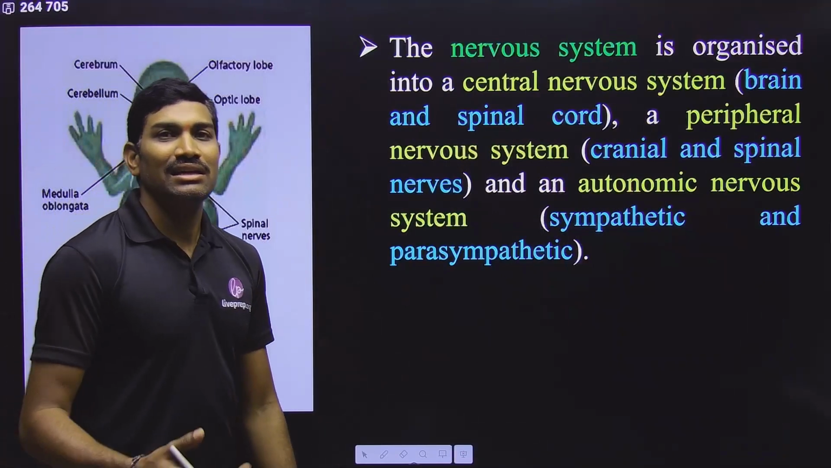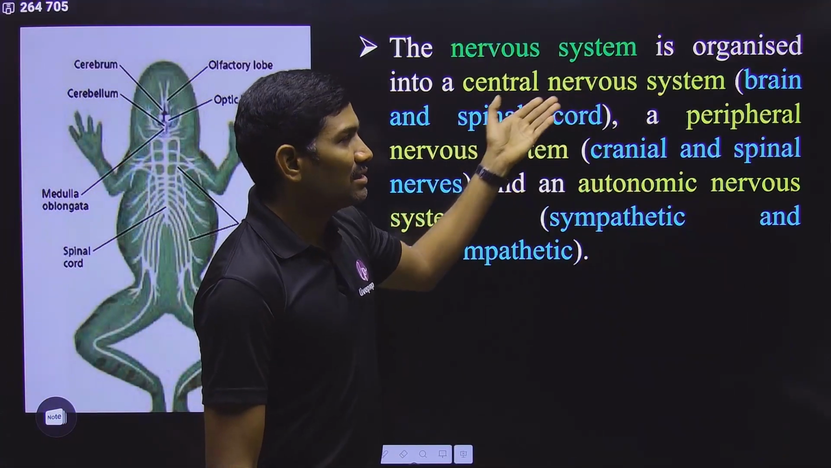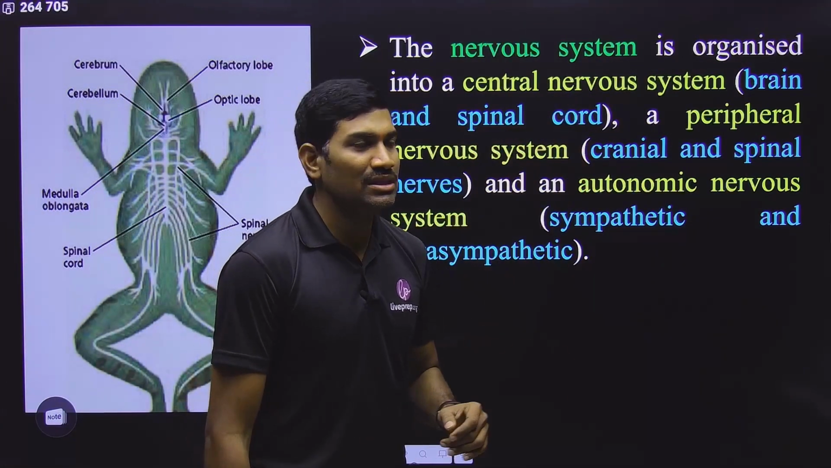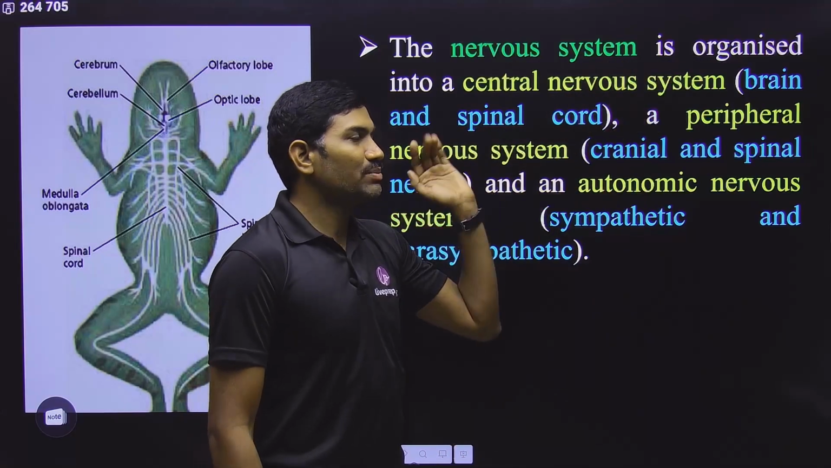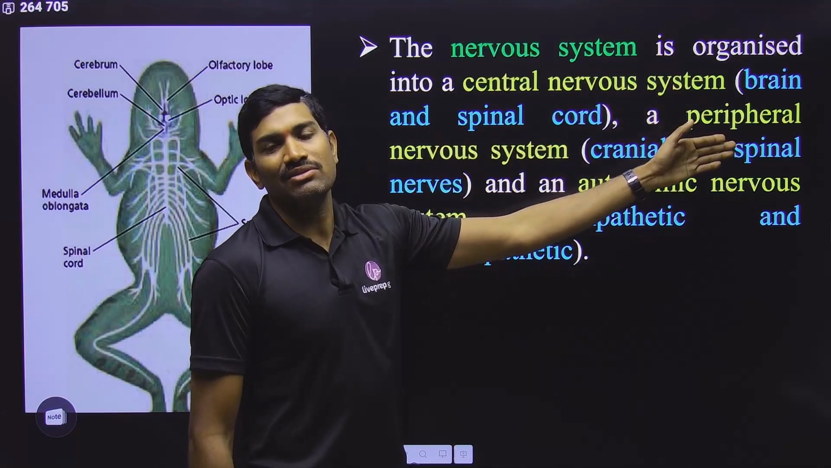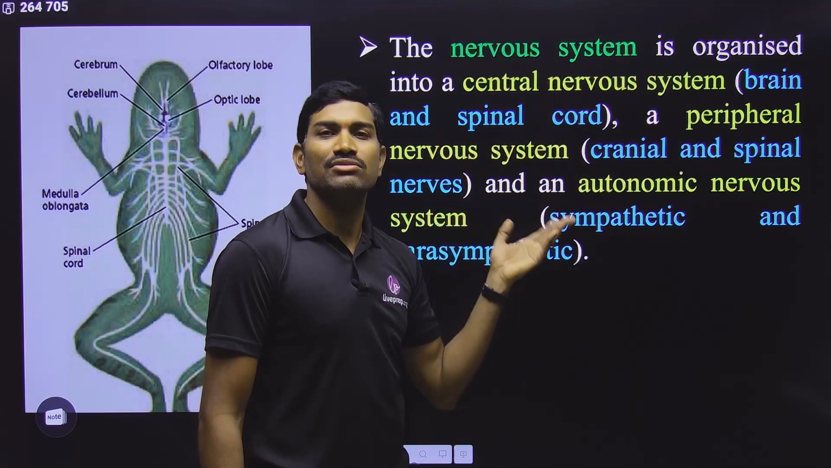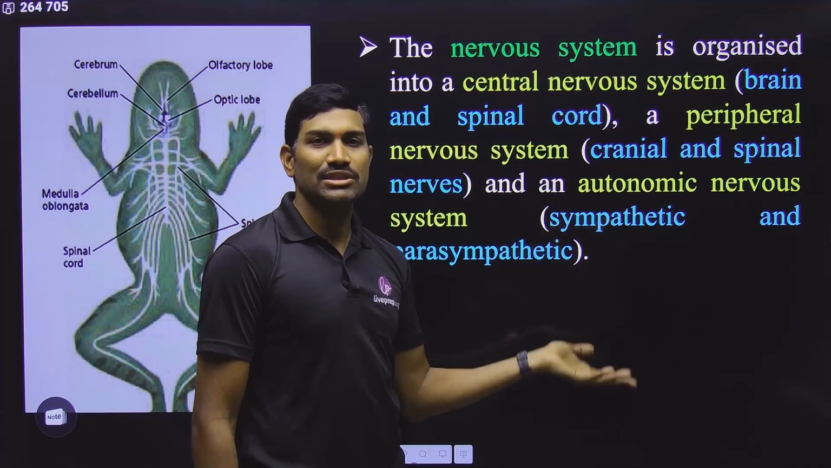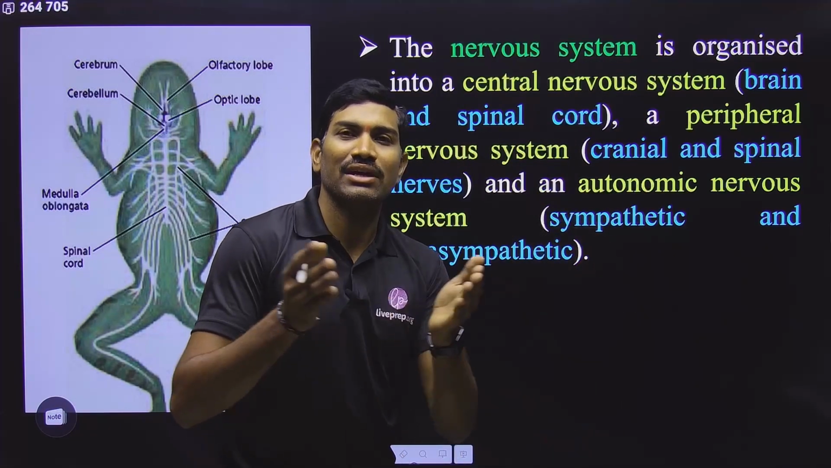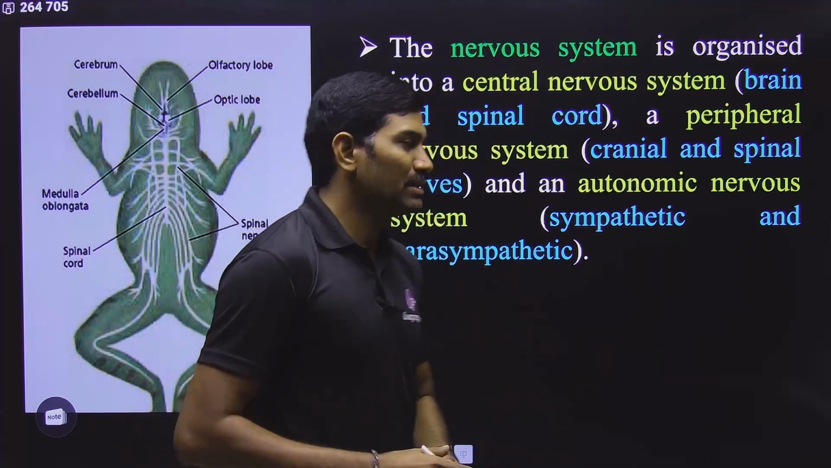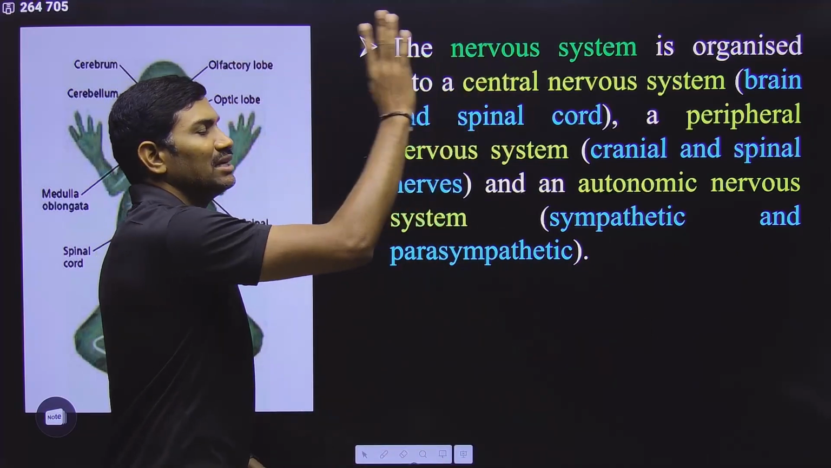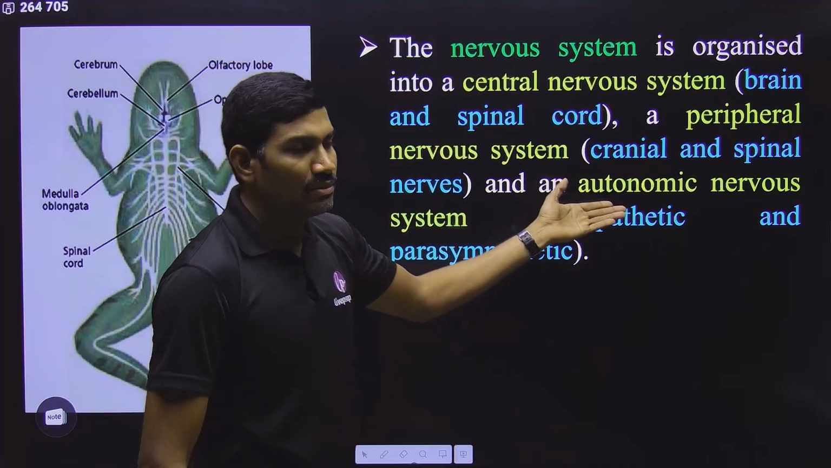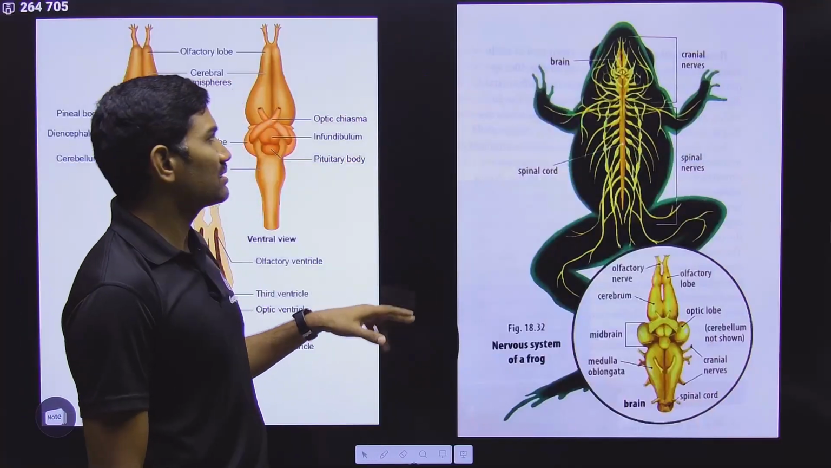Next one is regarding the nervous system, and here also central nervous system is there, peripheral nervous system is there. In the central nervous system, brain and spinal cord are present. In the peripheral nervous system, cranial nerves and spinal nerves are present. And in this peripheral nervous system again autonomic nervous system is there, and for convenience again we are dividing this into sympathetic, parasympathetic. All this information is applicable here also. Clear? This is what they are saying.